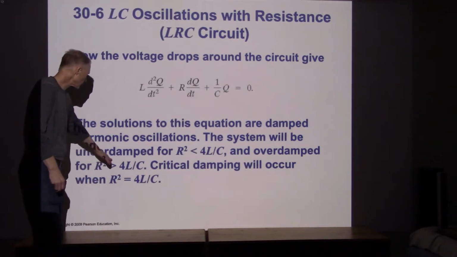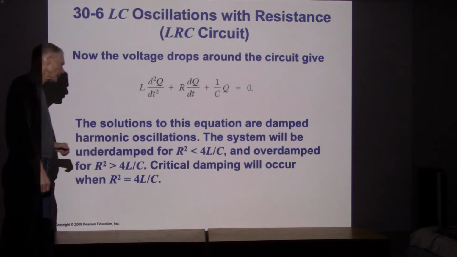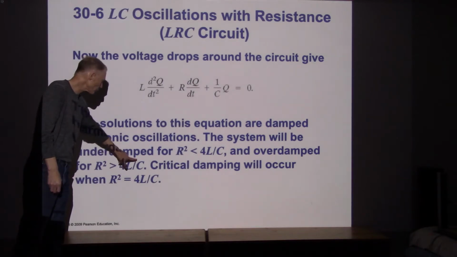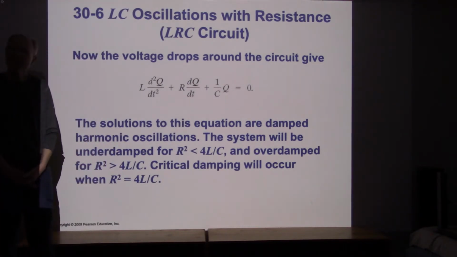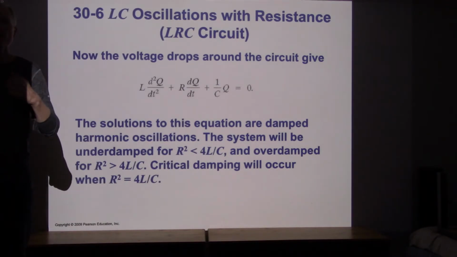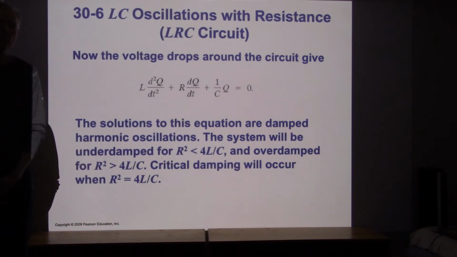If we cross the threshold where the resistance is greater, R squared is greater than 4L over C, then we have what's called overdamped. Overdamped means that we're taking the energy out so rapidly that the system just returns back to equilibrium. All the energy has been taken out.